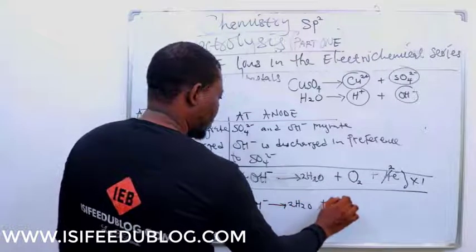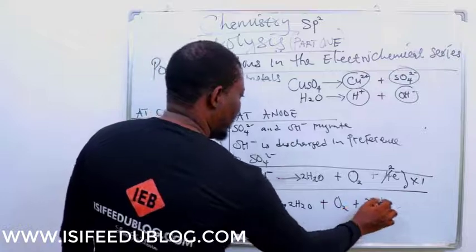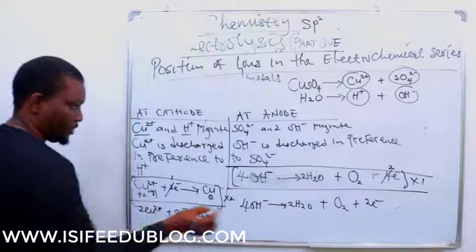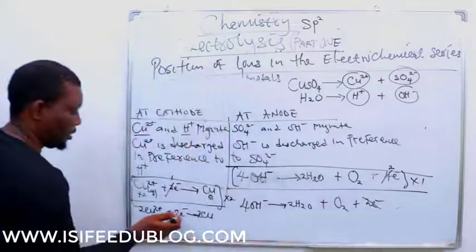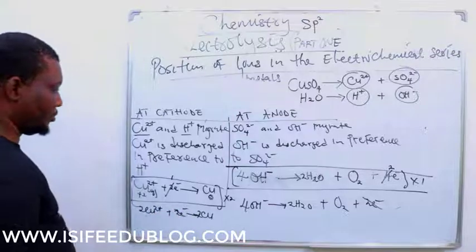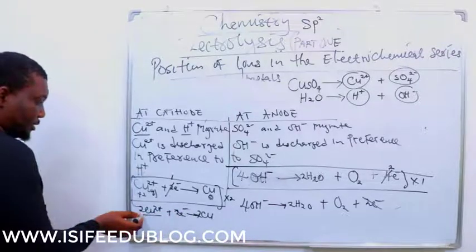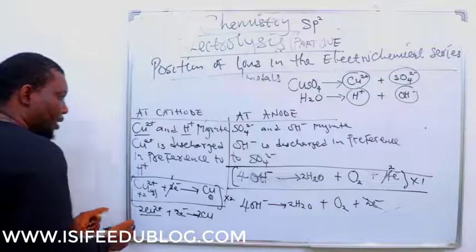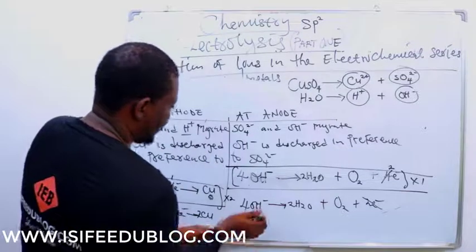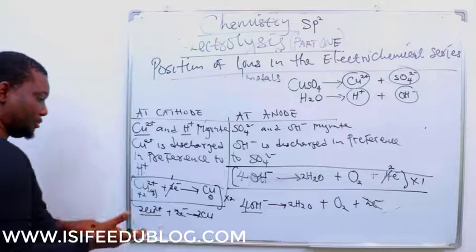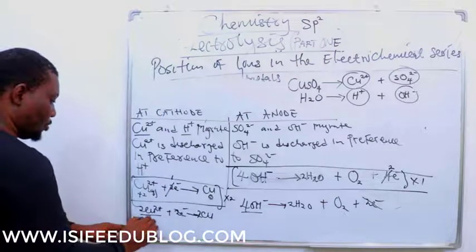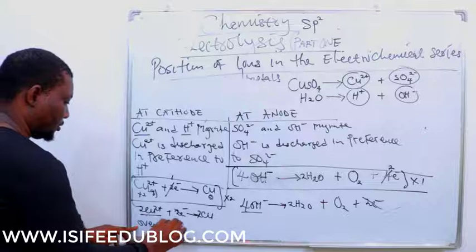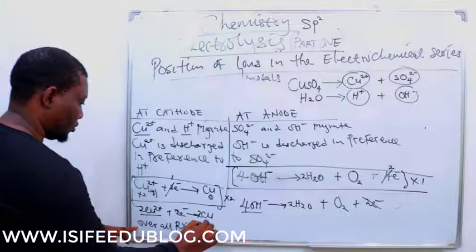2H2O plus O2 plus 2e minus. So since we have similar electrons here, we'll cancel them. So the overall reaction will be, if I get the reactants of this cathodic half cell with the reactants of the anodic half cell, I add them together.